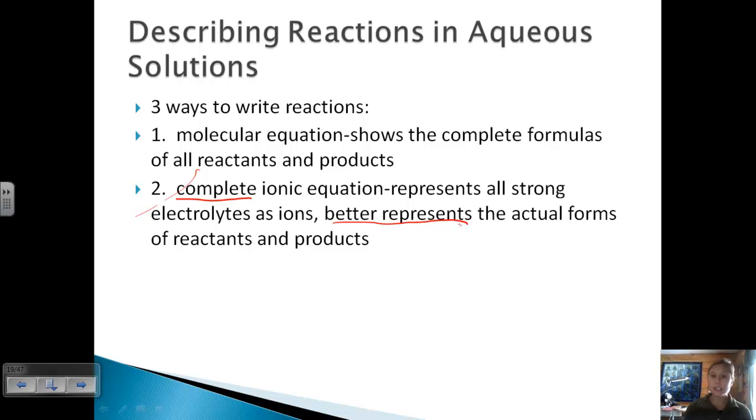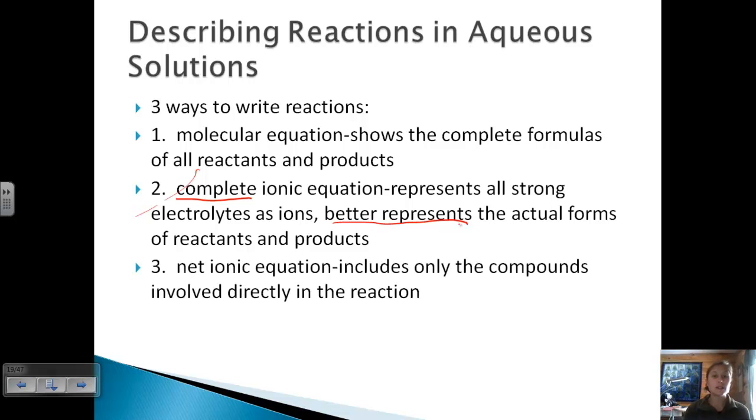Okay, but this can get a little messy because we have a lot of these ions all floating around. Some of them contribute to producing the product, some of them don't. They're called spectator ions. And so we also have a third type, which is called a net ionic equation. And this includes only compounds that are involved directly in producing whatever product we're interested in. Okay, and so we'll talk some more about that, but these are basically your main three types.